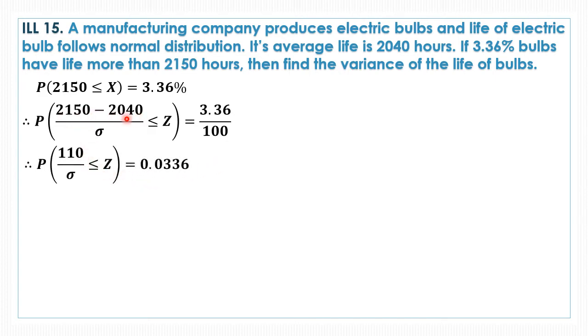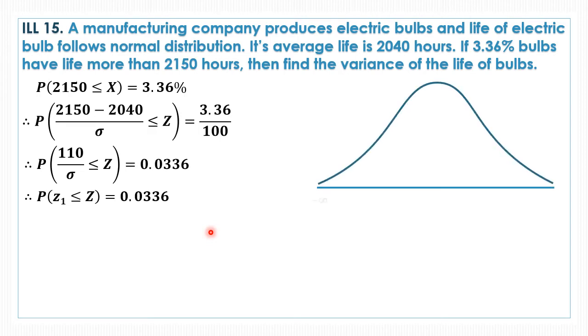So 2150 minus 2040 is 110 upon sigma, less than or equal to z. I'm going to convert this portion, 110 upon sigma, into Z1. So Z1 less than or equal to Z is 0.0336. Once again, Z is greater than Z1 here. I have to start by drawing a curve. Now, as you can see, it is a greater-than value, and a greater value means we start from positive infinity. And as you can see, the probability value is very, very small, so we will only highlight this small area starting from positive infinity.